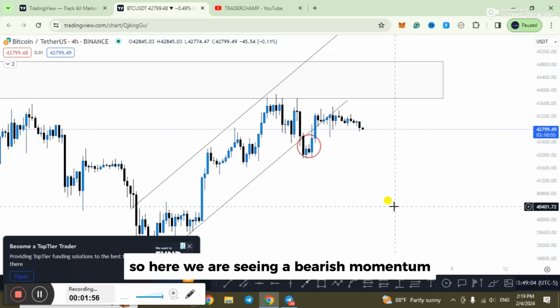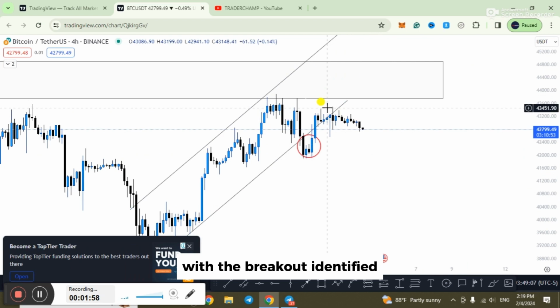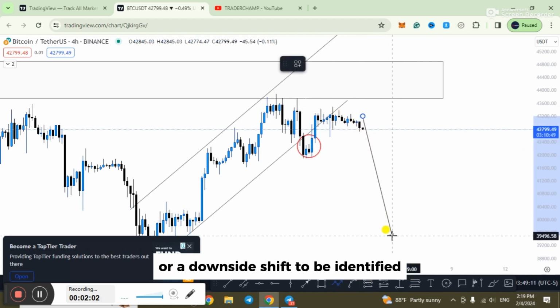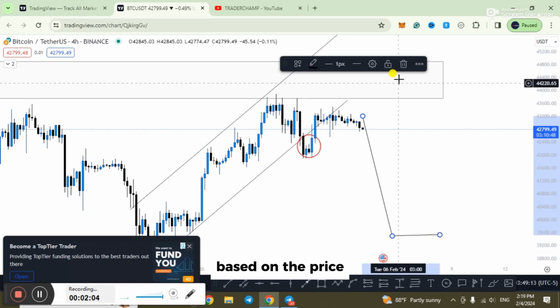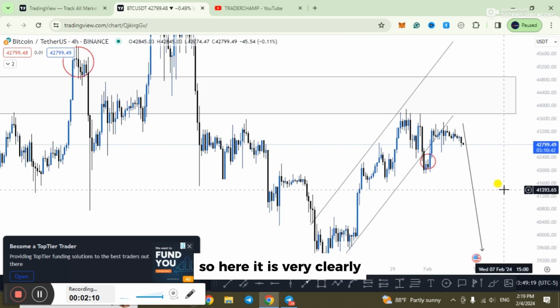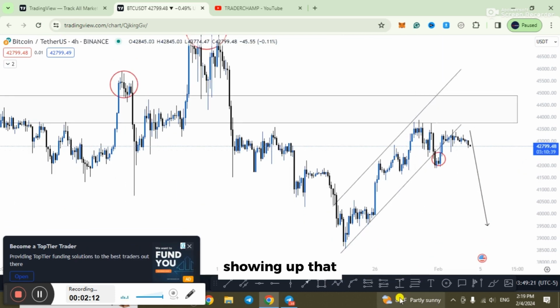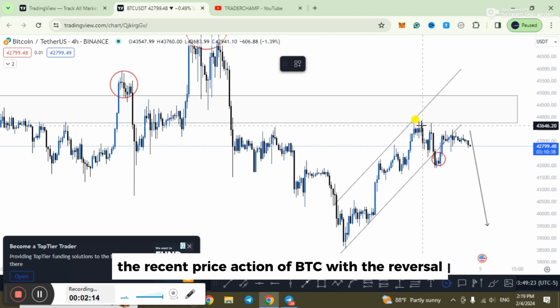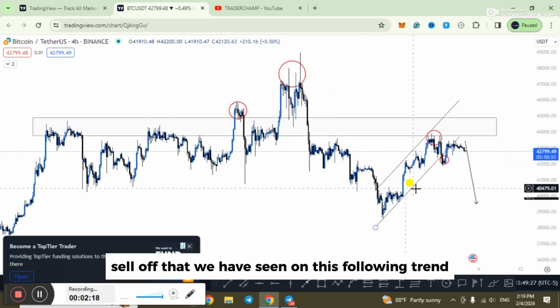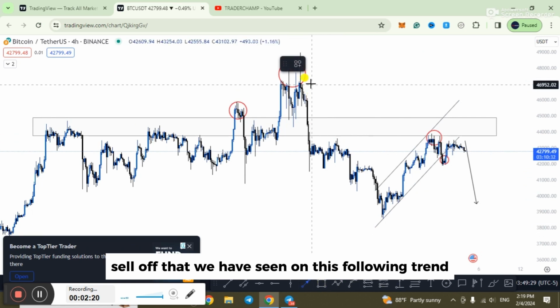Here we are seeing bearish momentum with the breakout identified. We are expecting a downside momentum or downside shift based on the breakout that we identified recently. It is very clearly showing the recent price action of BTC, with the reversal which has been taken after the sell-off that we have seen on this trend.